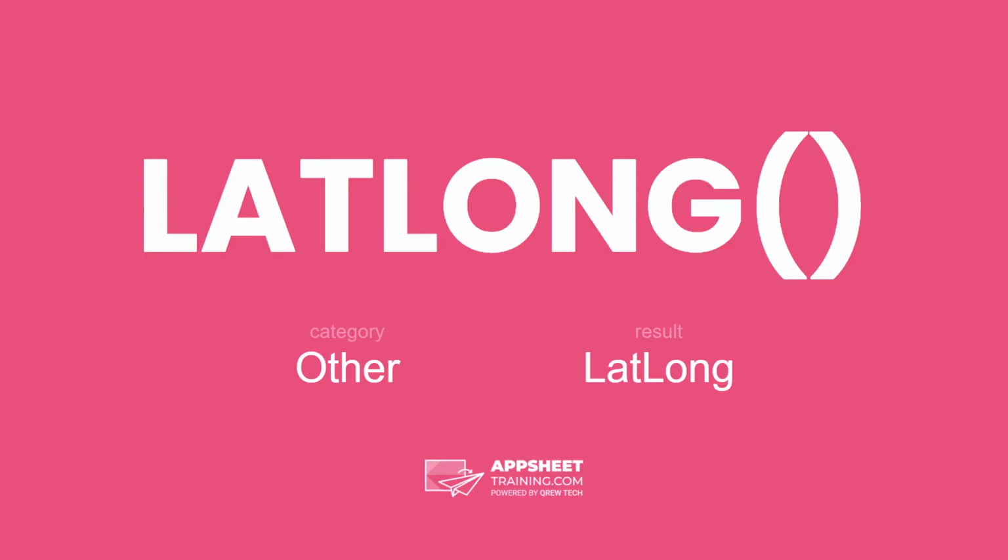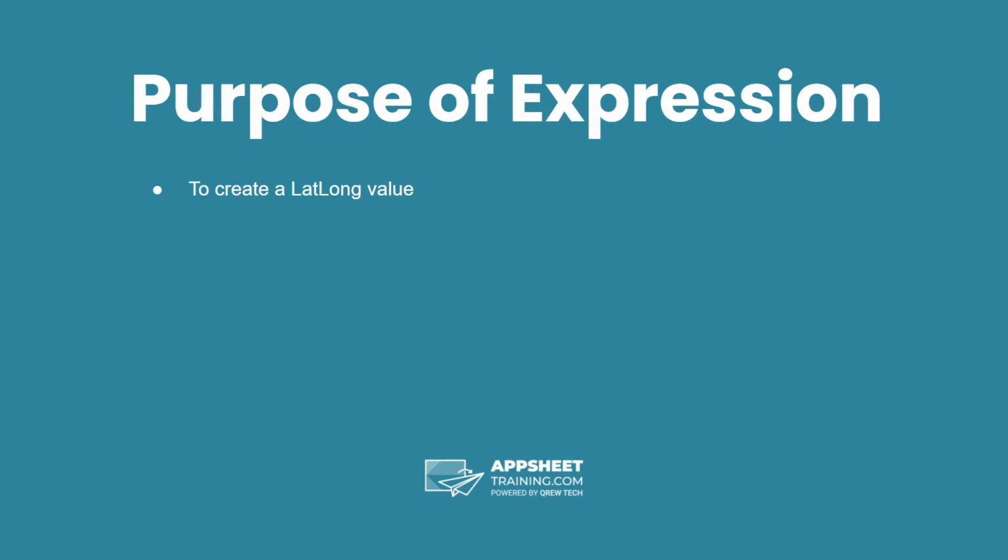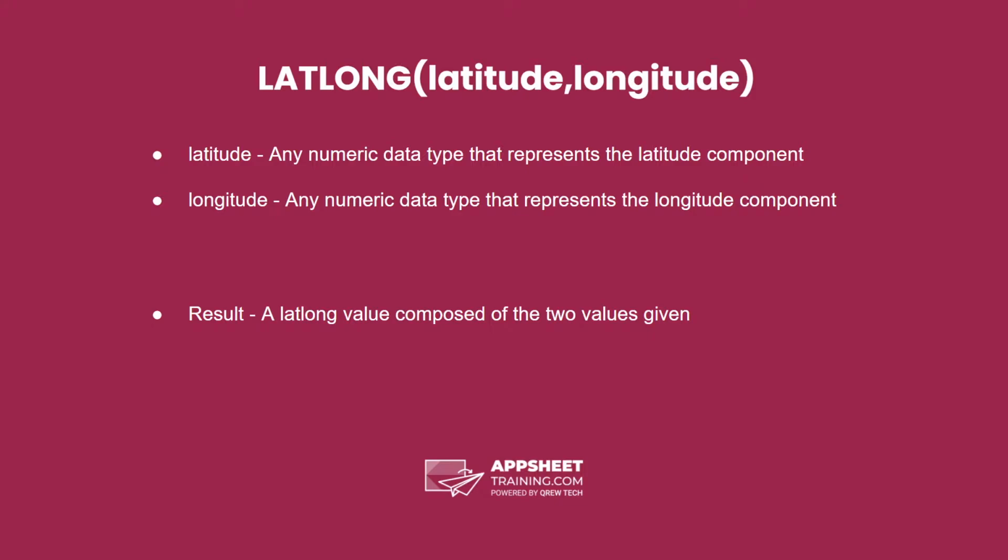The LatLong expression is in the category Other and has a result of a LatLong data type. The purpose of this expression is to create a LatLong value. The LatLong expression has two parameters, the latitude and the longitude. Each of these parameters are numeric data types that represent either the latitude or the longitude, and the result is the LatLong, latitude and longitude, value composed as the two given values.